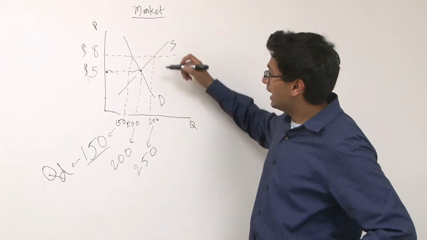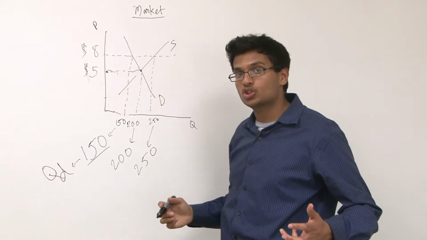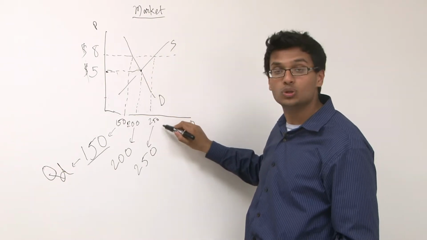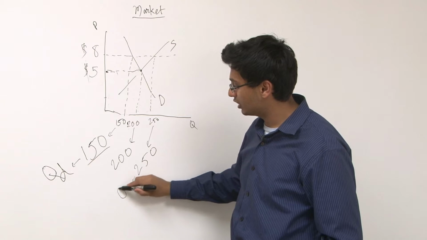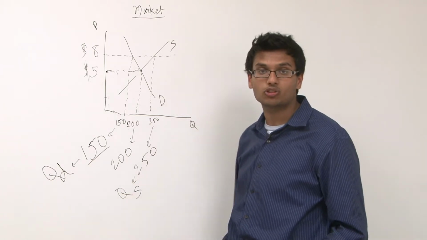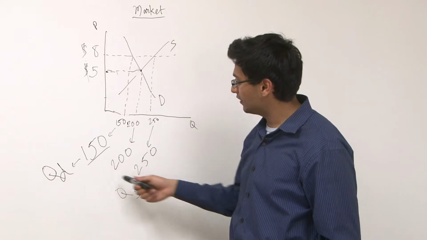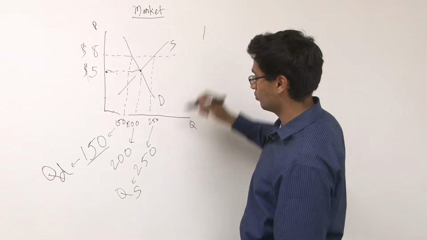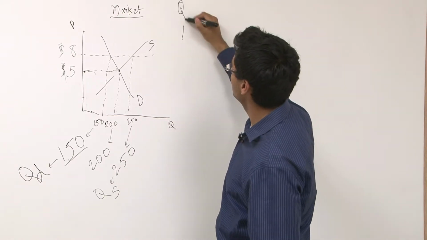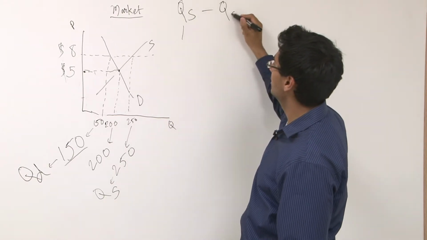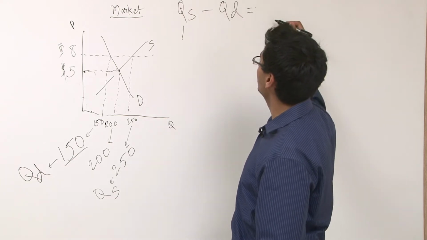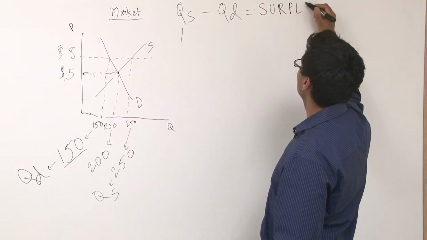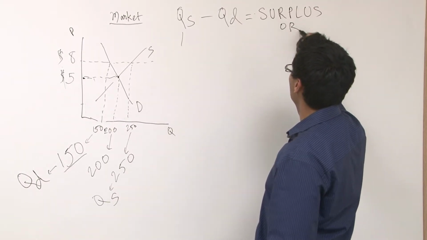Now at $8, why is there a surplus? If you look at the supply line, just go along here and look at the supply. Down here I have 250 burgers. This is the amount that is supplied, the quantity supplied. QS stands for quantity supplied. If you look at the difference, there's a surplus of 100. How do I get that 100? I take the amount that's supplied, QS, minus QD, and that gives me the surplus or the shortage.